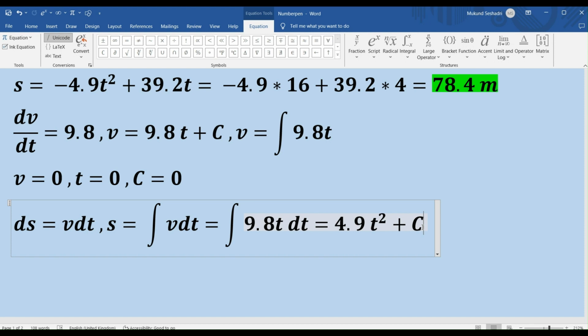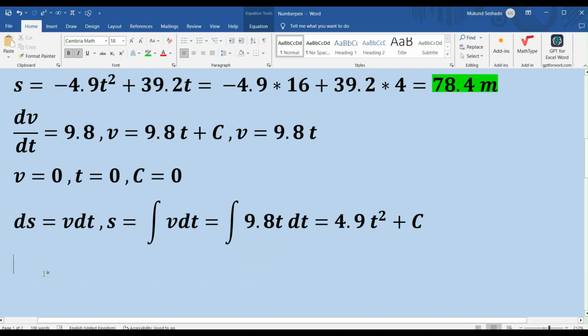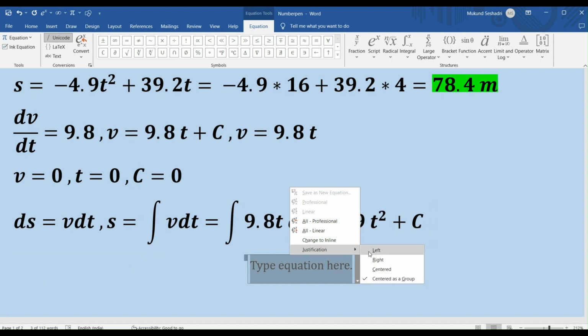Now I know that I have my s in terms of t, but then I have a constant c as well, right? So how do I figure out what is my constant c? This is the equation for the distance traveled by the ball in its reverse direction. So at t equals 0, my s will be equal to 0. Why is that? Because the ball has not moved at all, right?